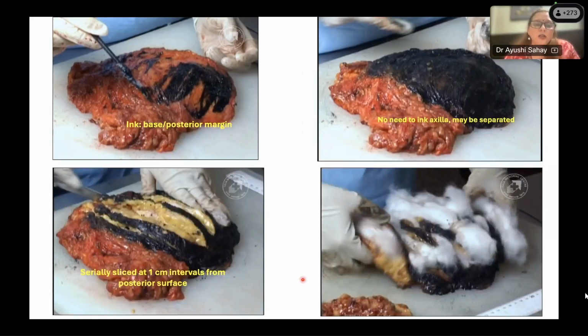Now how do you start the grossing? You see from the posterior aspect, you can make out the fascia covering the breast. You have to ink this breast fascia or posterior margin. You do not need to ink the axilla because that is not actually a margin. And at this point, you can either cut or separate the axilla if you wish.